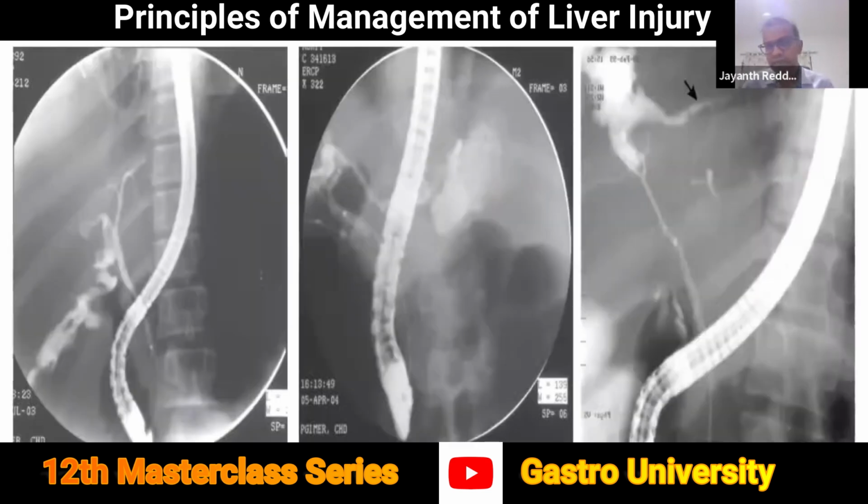Also, ERCP is very important with ongoing bleeding. Here you can see a right hepatic duct leak, and a left hepatic duct leak in the second picture. In the third picture, this is a cholangiogram, but you can see the hepatic vein getting opacified. So this is bilemia, where there is communication of the hepatic vein with the bile duct.